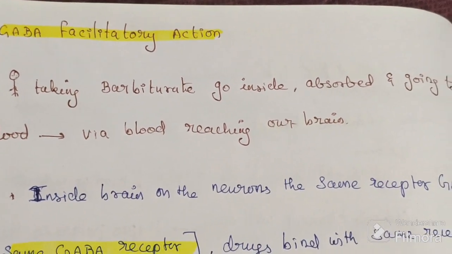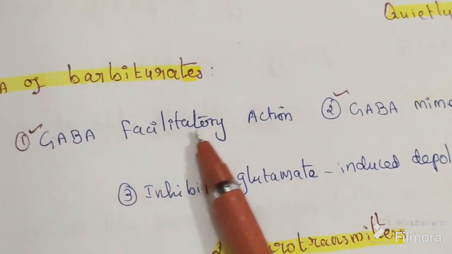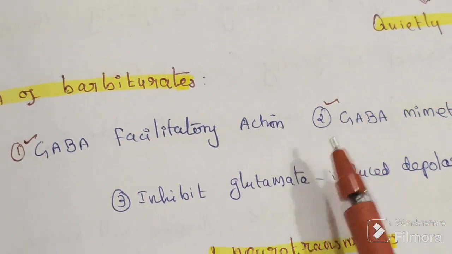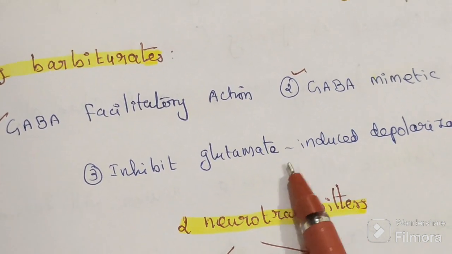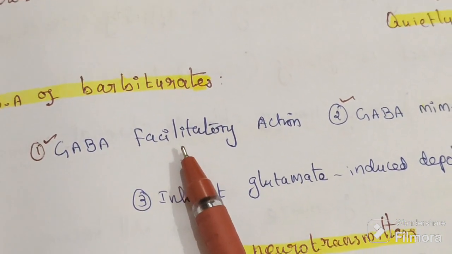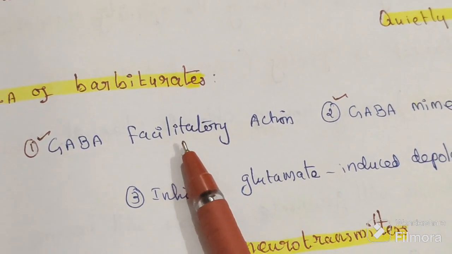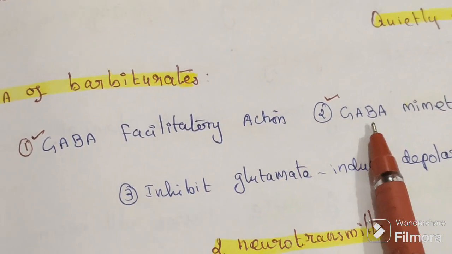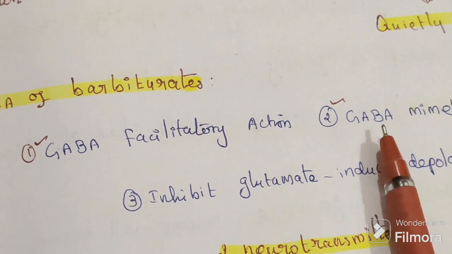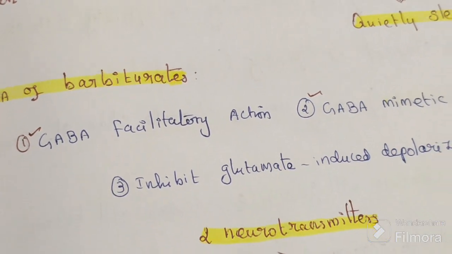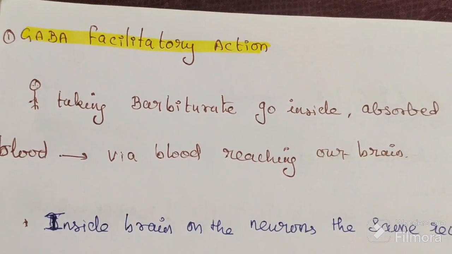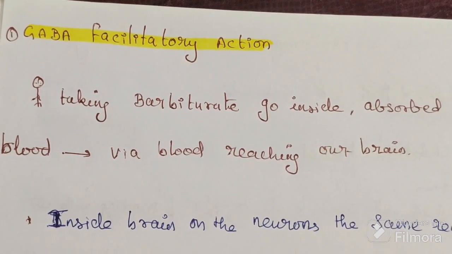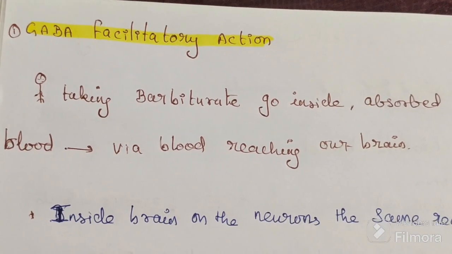By using these two methods it will increase GABA. The next method is decreasing glutamate. The first method is opening the chloride channel, the timing will increase. Only at this time the binding process will occur. We want to discuss that one. So what is GABA facilitatory and GABA mimetic?